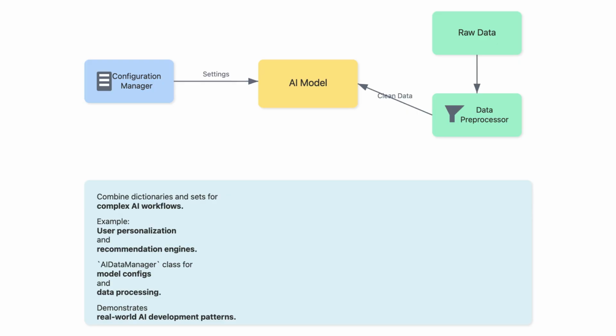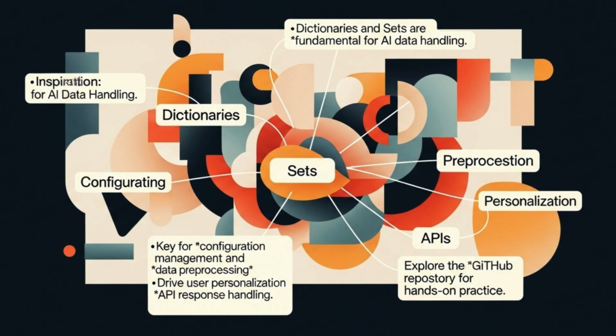This AI Data Manager isn't just a theoretical exercise, it demonstrates real-world AI development patterns you'll encounter constantly, from configuring API requests with JSON payloads, which are essentially dictionaries, to pre-processing massive datasets before model training. These combined structures are at the heart of efficient and scalable AI engineering. Understanding this synergy will give you a significant edge in your AI development journey.